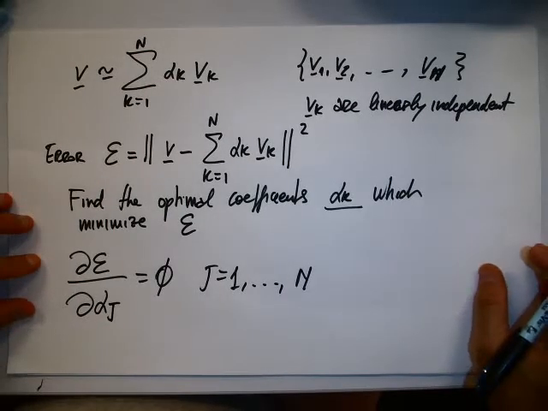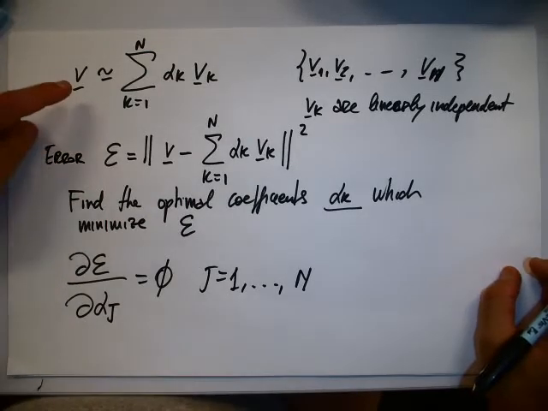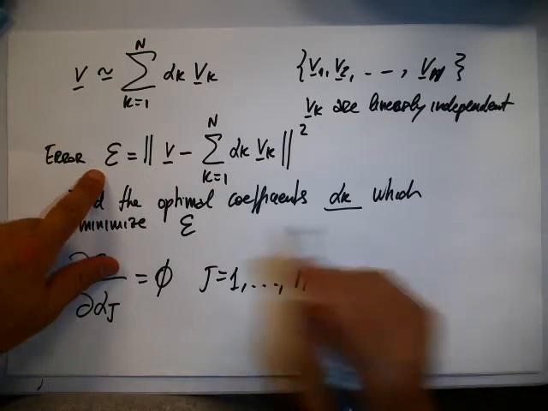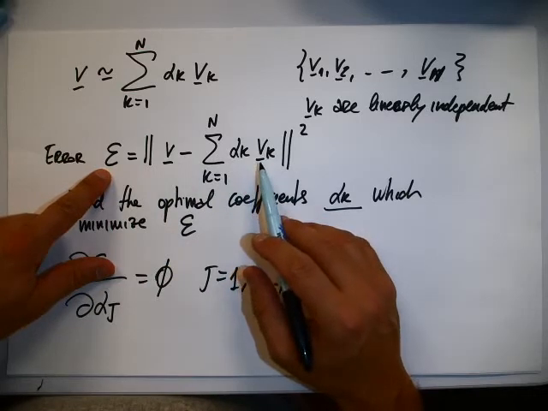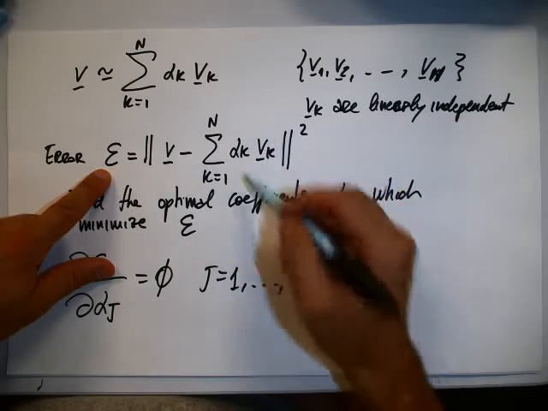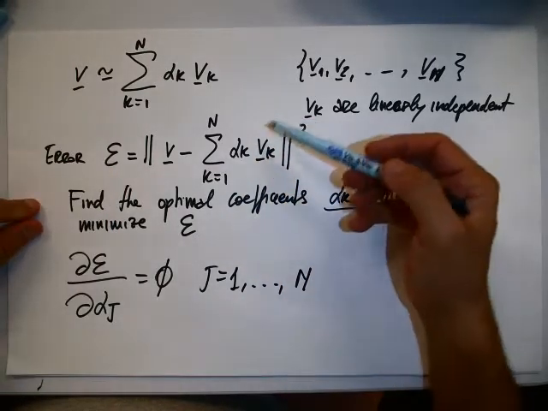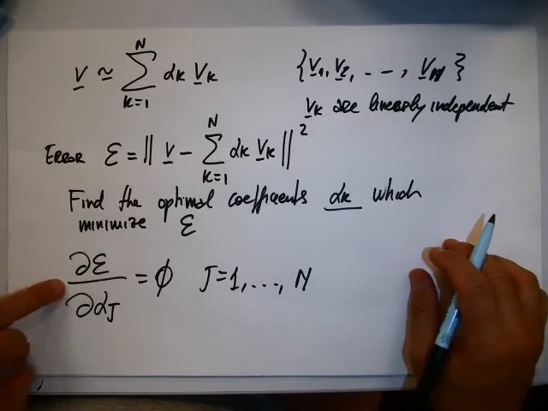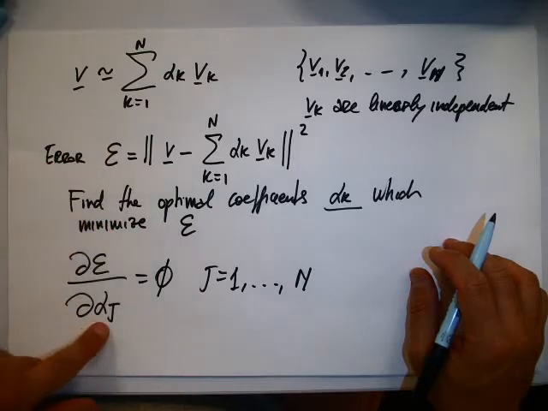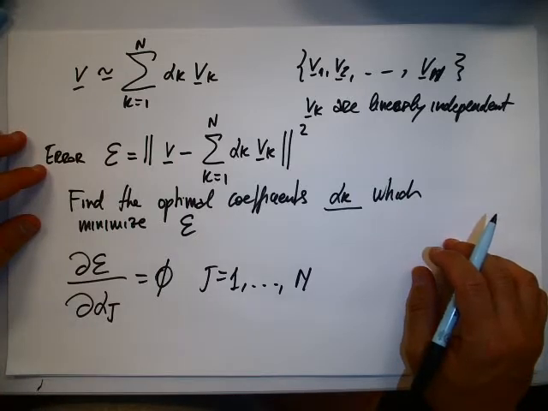Okay, let's continue the discussion on least square approximation, and we have defined the error between the given v vector and the linear combination of these v sub k vectors, and we would like to find the optimal coefficient alpha k that minimizes this error. And we know that to do that we need to set the partial derivatives of this energy with respect to alpha j equal to 0 for all the alpha j coefficients from j equals 1 to n.